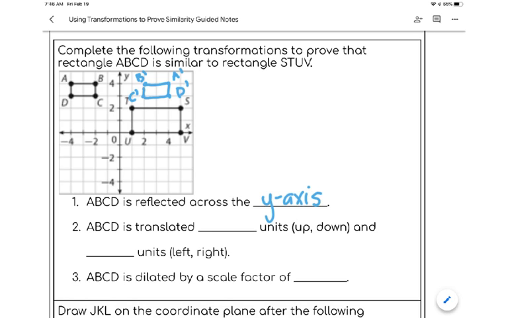So again, once we have it here, we want to get our corresponding points to the right location. So B prime is now going to need to be where T is. So how are we going to get B prime to T? We're going to go down 2 units.